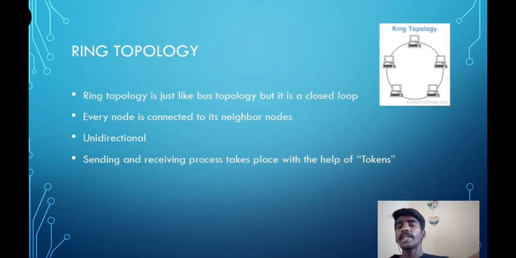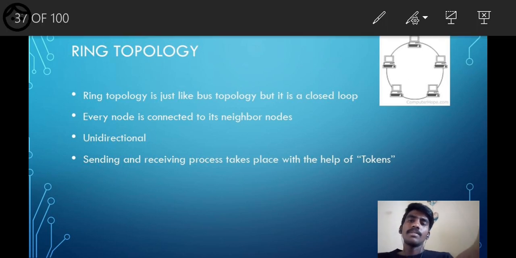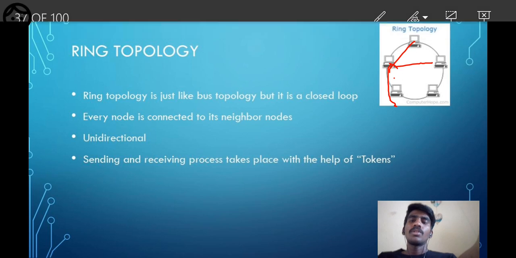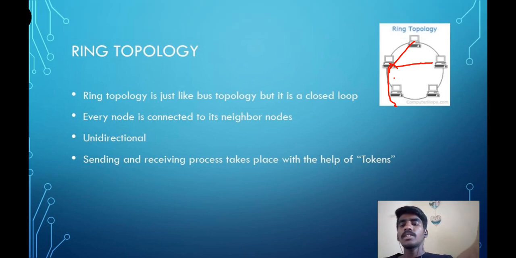Now the second one, ring topology. It's just like bus but in a closed loop. See, you can see it is unidirectional. Let me show you. This one device can communicate with this or this, but not with this. So a device can communicate with its neighbor nodes but not others. It's a time-taking process, but this can be done using tokens.